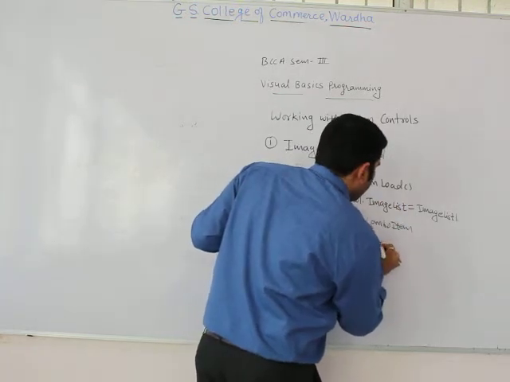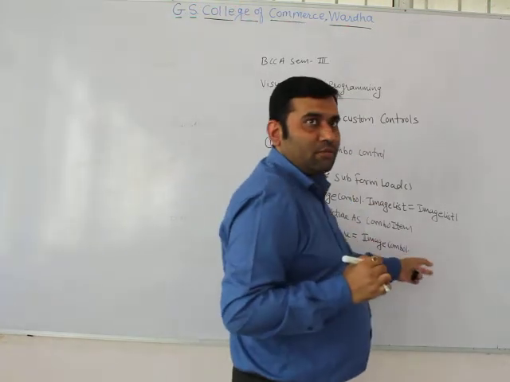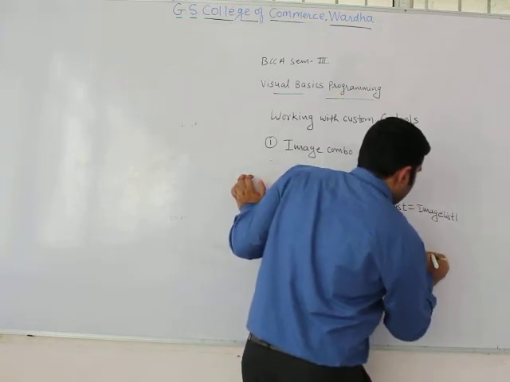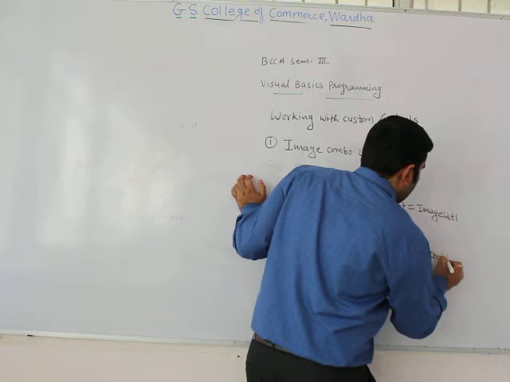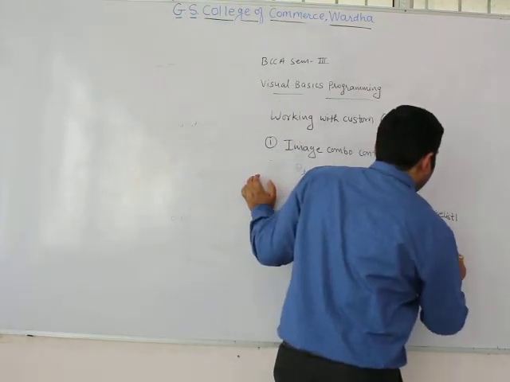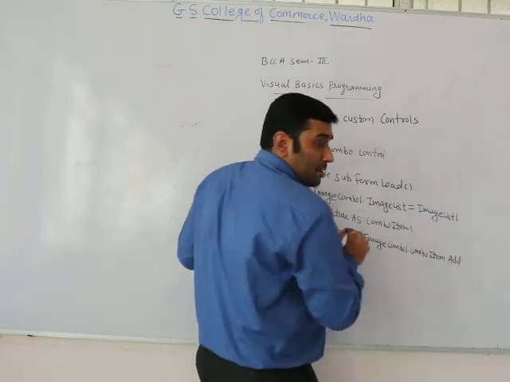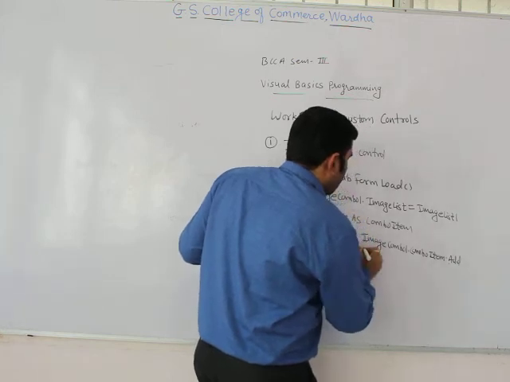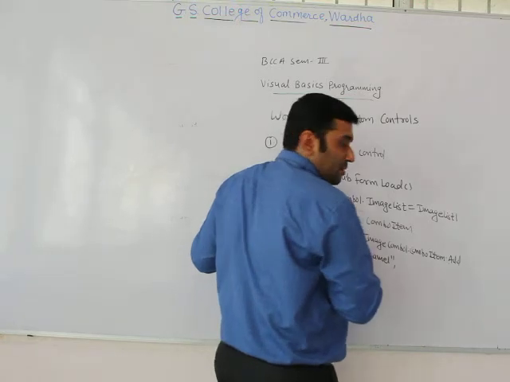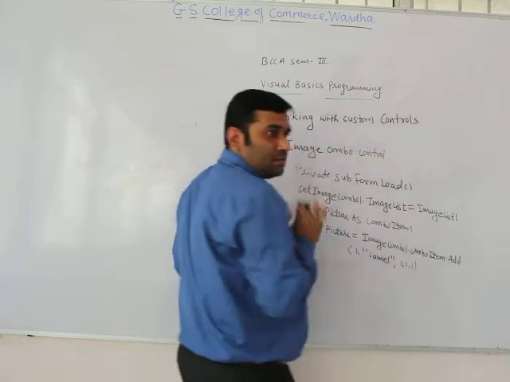In ImageCombo1 you have added the four images. ImageCombo1.ComboItems.Add, with its properties: the sequence is 1, the image name, and the position 1.